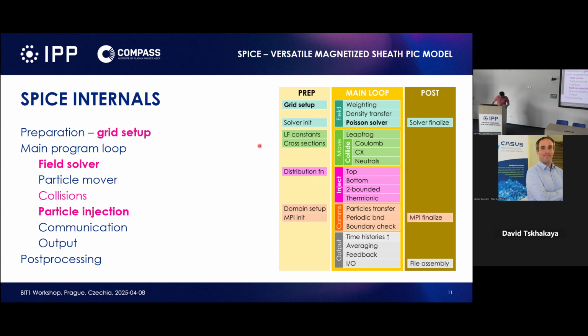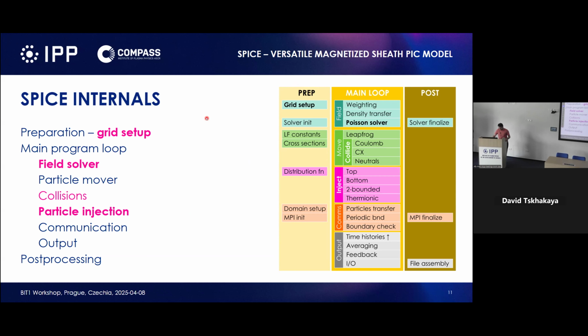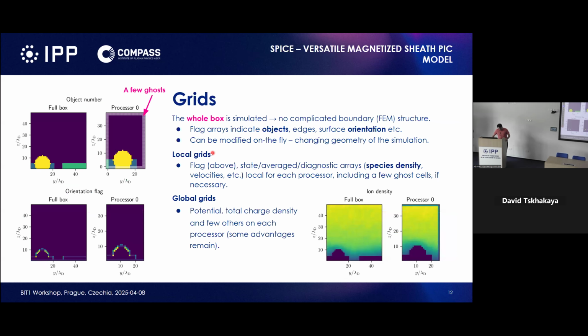Following, again, this is a basic loop of the PIC model, and I'm just pointing out the parts that I considered interesting for the talk. Basically, that's the setup of the model itself. Then a few words on the field solver, and then afterwards on particle injection. So how does the model represent the situation in the sheath?